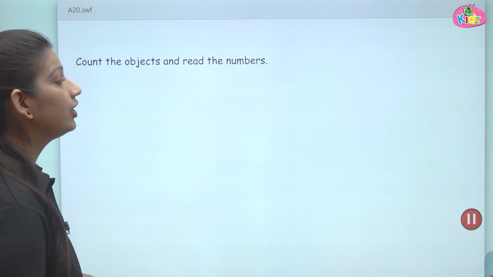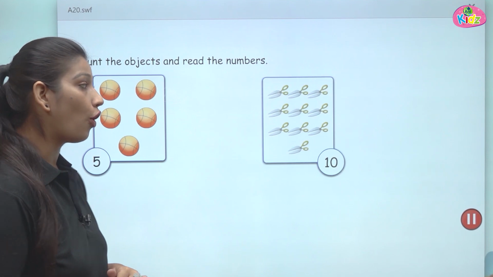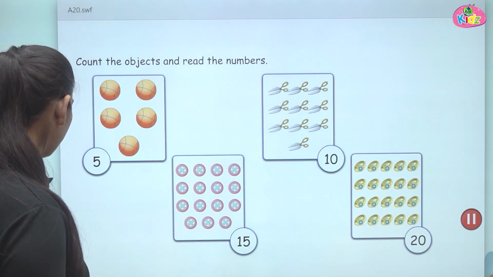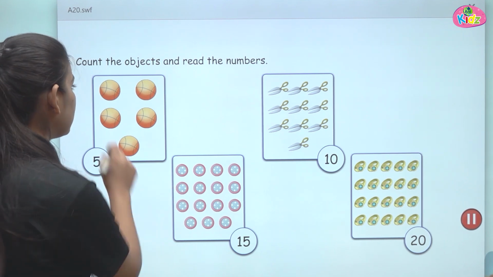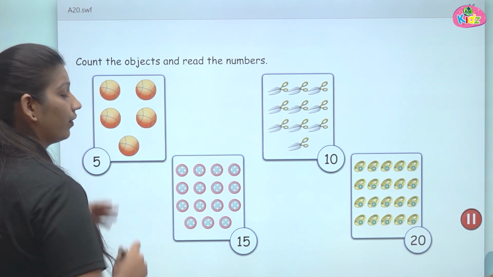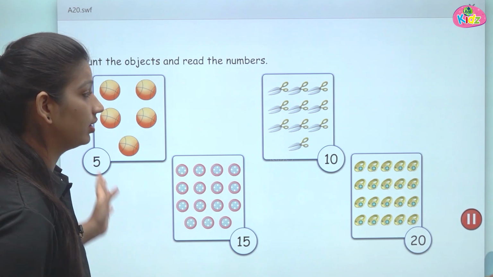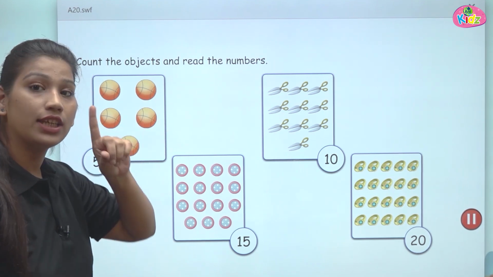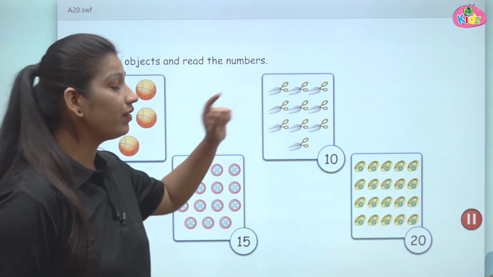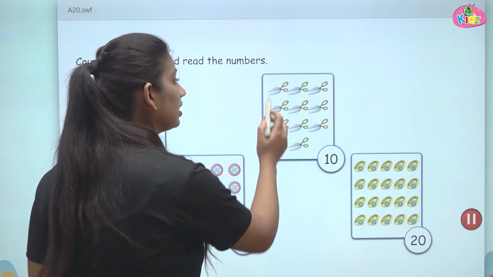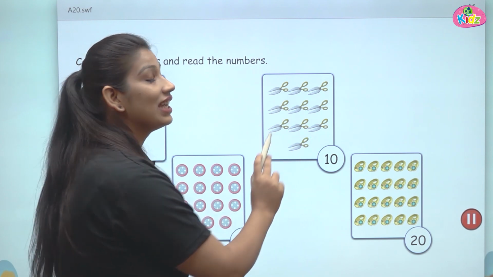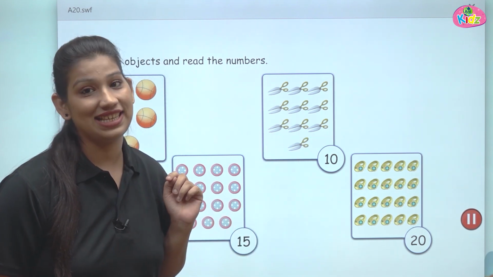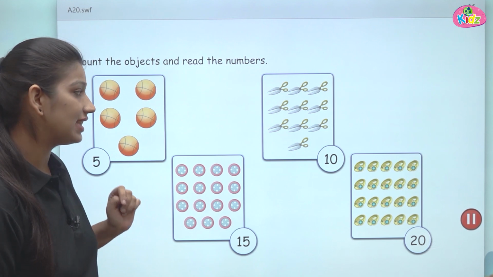Here you can see the objects and let us count them. First we have balls. Here you can see the number of balls: 1, 2, 3, 4, 5. They are 5 in number. They are clubbed together in a group of 5. Then we have scissors. Let us count that. 1, 2, 3, 4, 5, 6, 7, 8, 9, 10. We have 10 scissors.